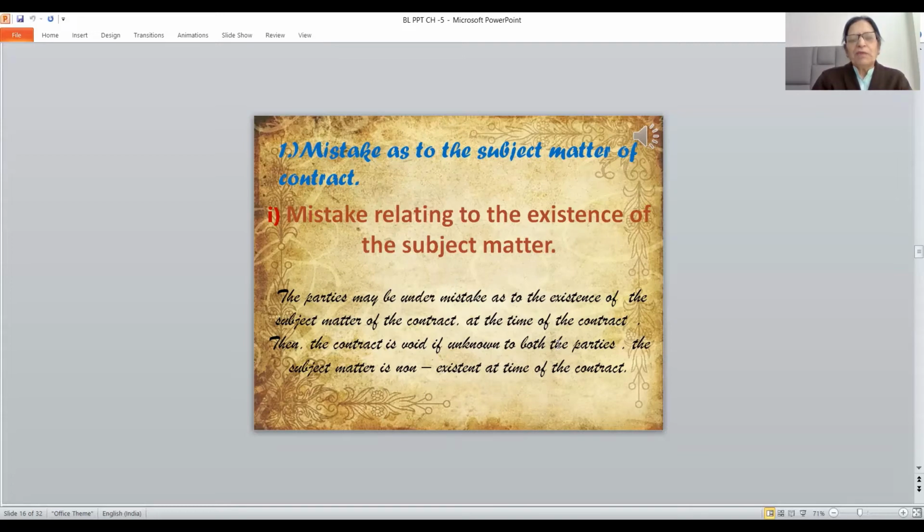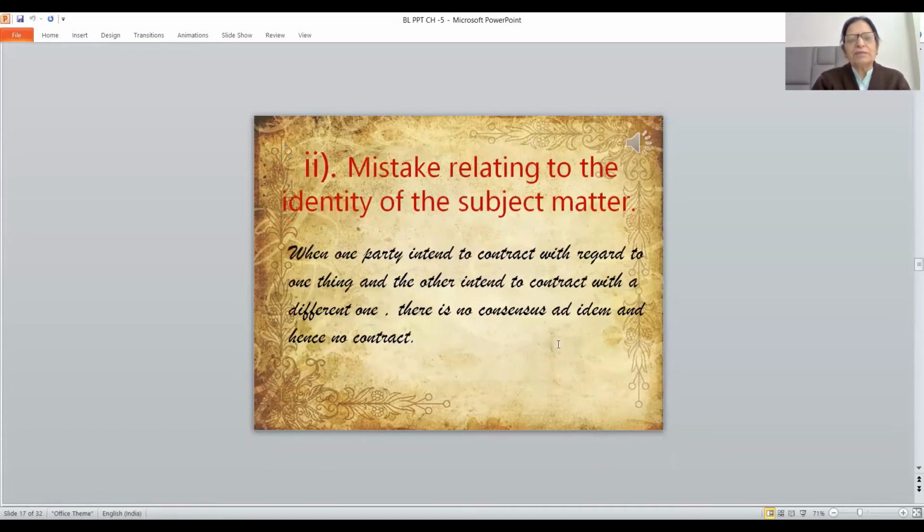But at the time of delivery, both the parties come to know that the motor had already been destroyed in an accident which took place on 28th of June. But this fact was not known to both the parties. So the motorbike did not exist. So there was a mutual mistake as to existence of subject matter.